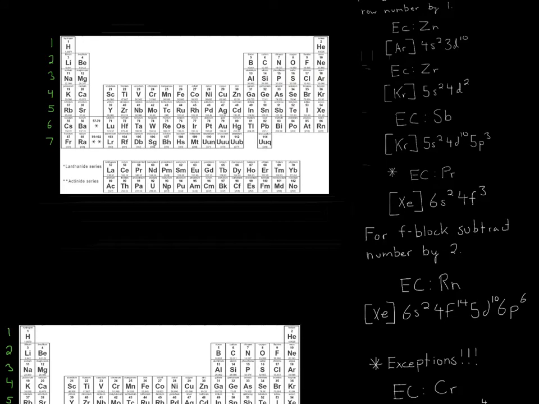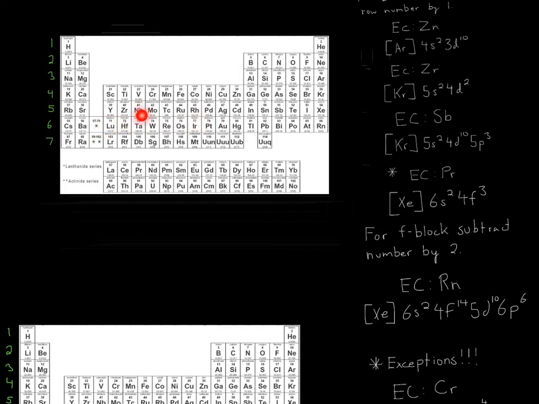So to review that one, Rn. We're in the 6th period. We go up to the 5th period. Look at our noble gas, which is xenon, right? So going down, it's the 6th period. So 6s2. And then we hit the F block. We remember that we have to subtract the row number by 2. So it'll be 4f14, because we're going from left to right. We need to get all the way to Rn, so we're counting left to right, right? So this will all be 4f14.